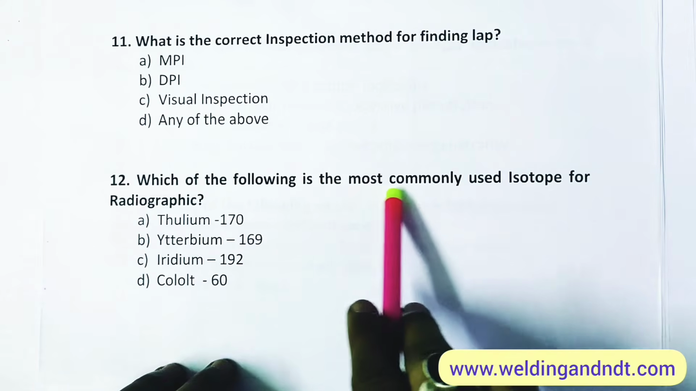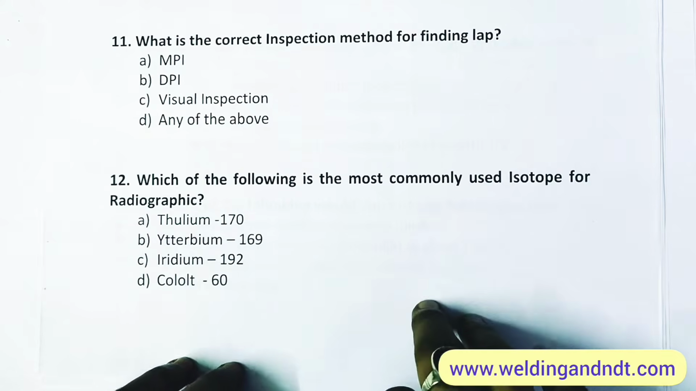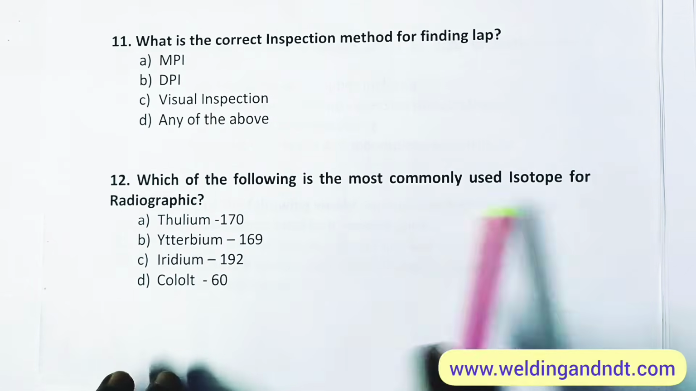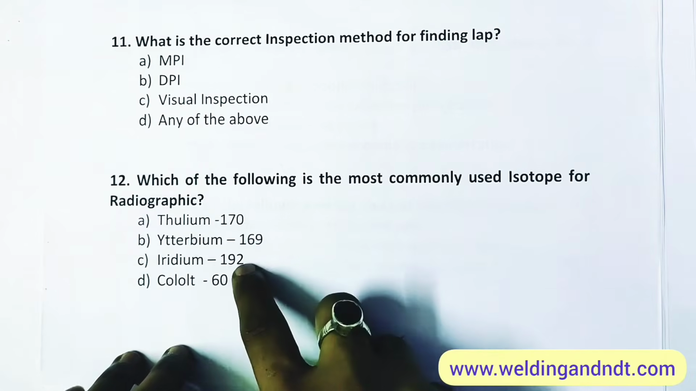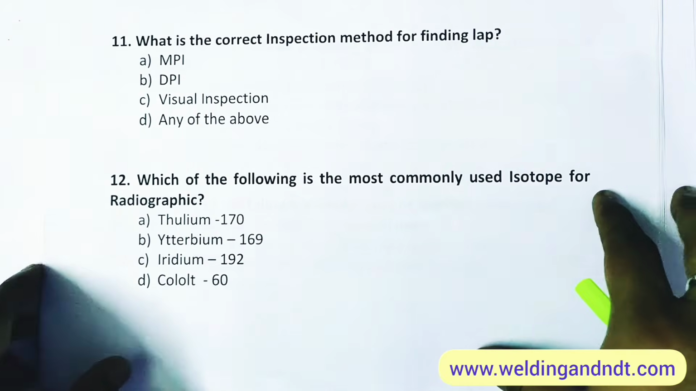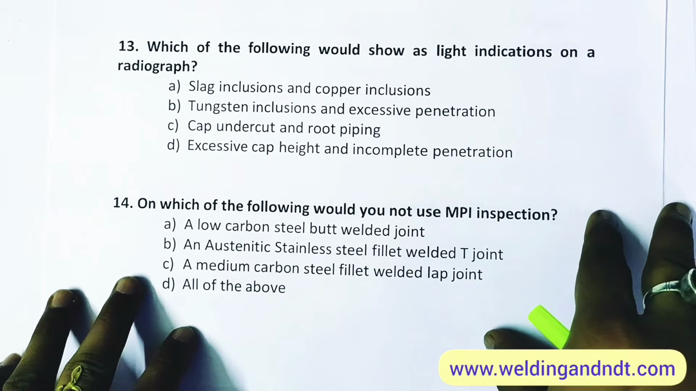Which of the following is the most commonly used isotope for radiography? So I had explained very clearly that iridium 192 is the most commonly used isotope in the industry. So the answer will be iridium 192, C. Now next question, question number 13.